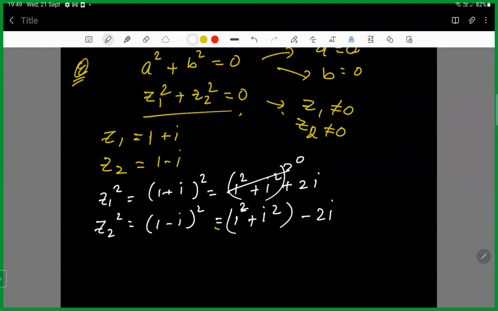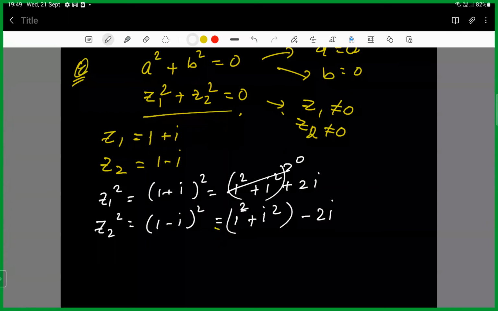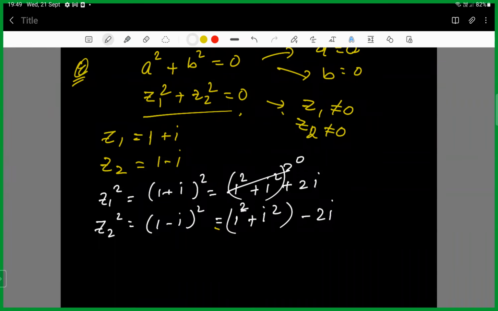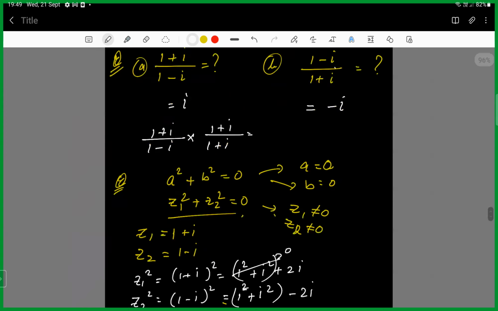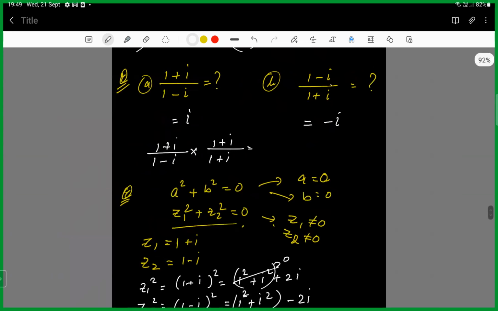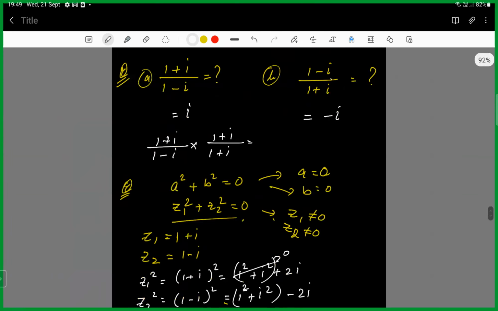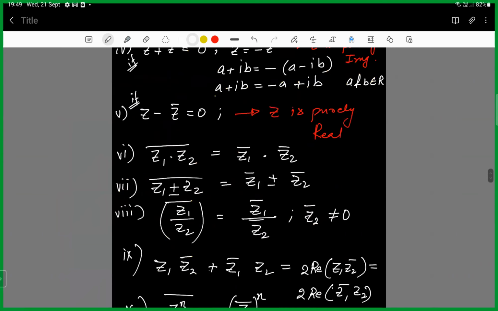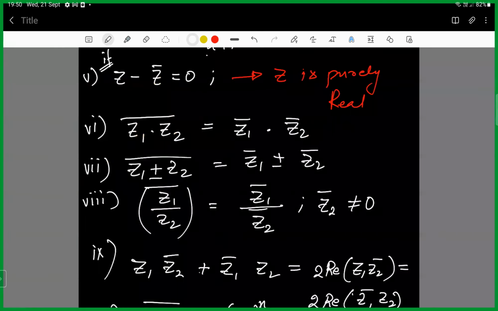0. But z1 is not 0, z2 is not 0. But if you square these two and add, it is equal to 0. So here it will not follow the arithmetic of real numbers. Okay, that will be all for today. Just go and have a look at these properties. Properties are really important. Next, properties of the conjugate. Just go and solve it.